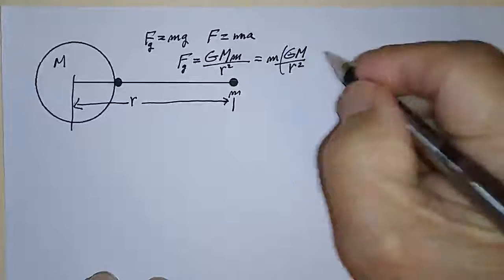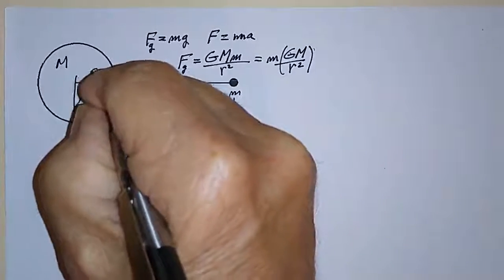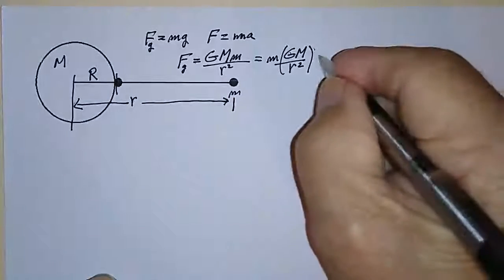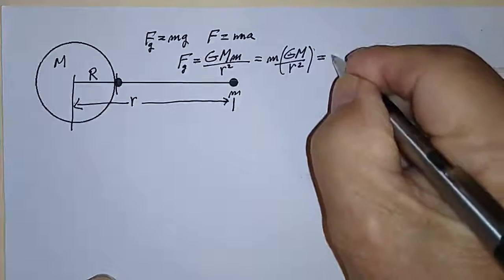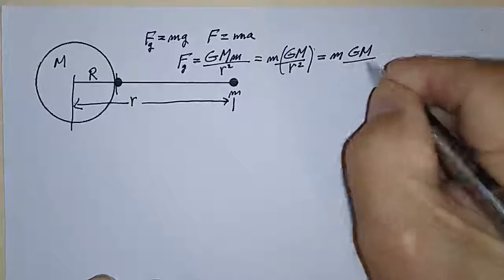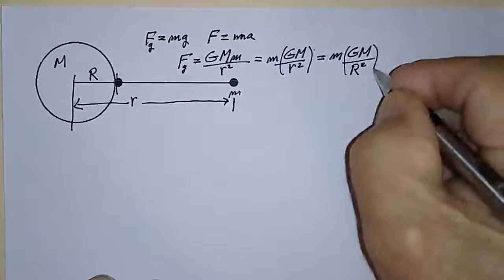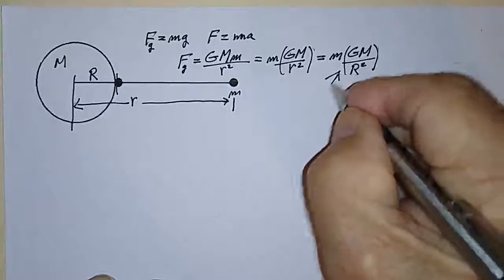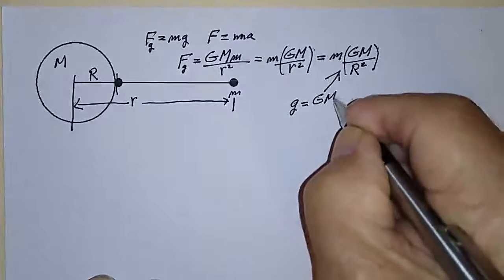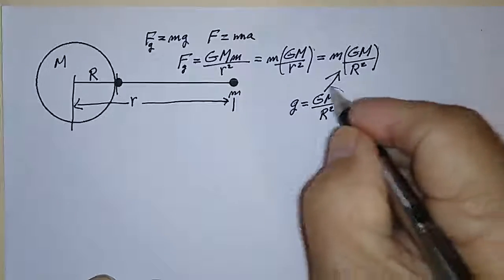Well, this part right here, if little r is equal to the radius of the Earth, meaning we're at the surface, then this is equal to little m times g times big M over r squared, where that's the radius of the Earth, and it's this that's equal to little g. In other words, little g is just shorthand for this.